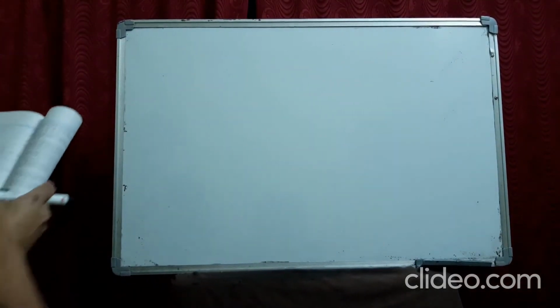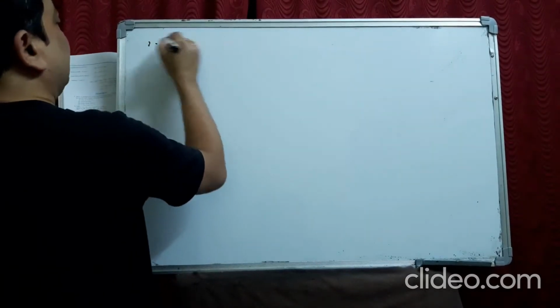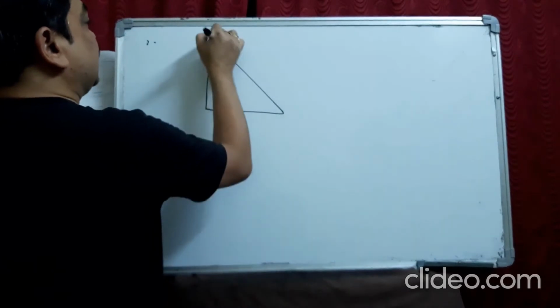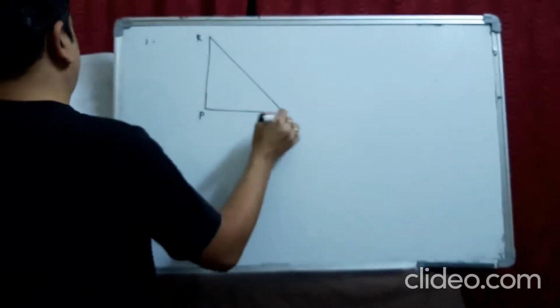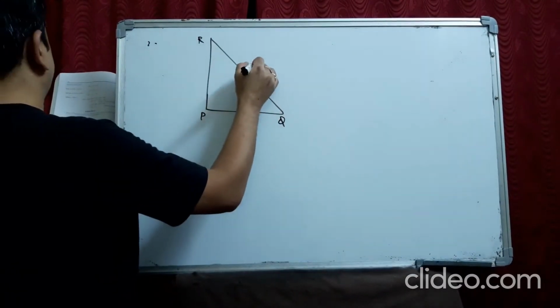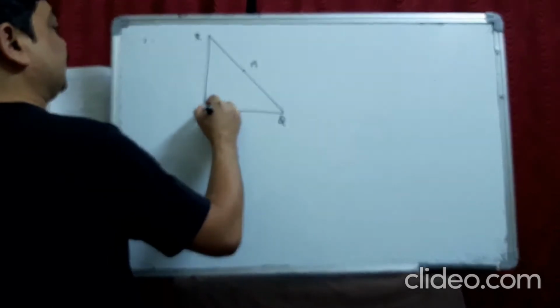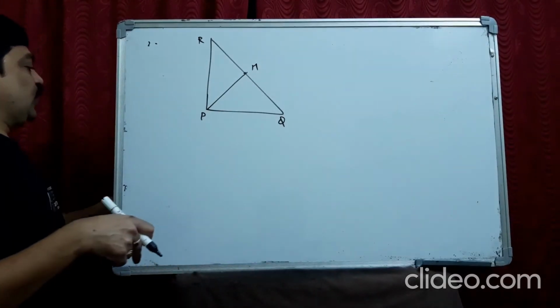See the next question. PQR is a right angle triangle, right angle at P. M is a point on QR such that PM is perpendicular to QR. Show that PM square equal to QM into MR.